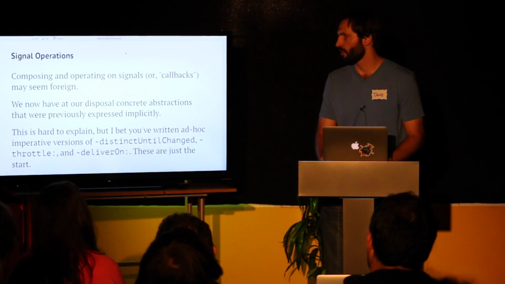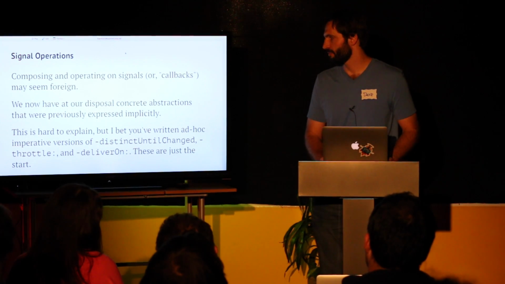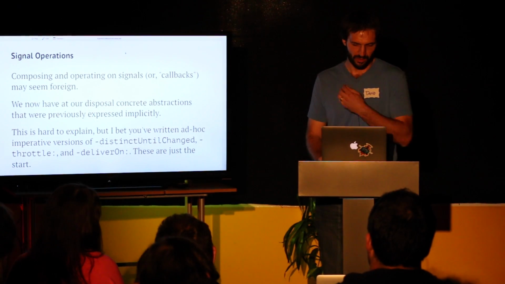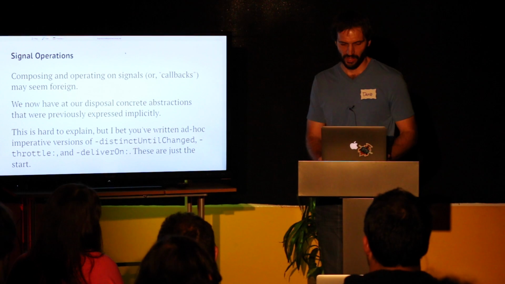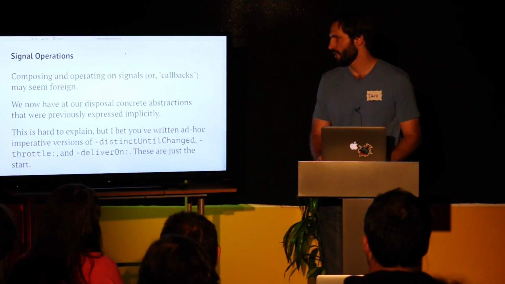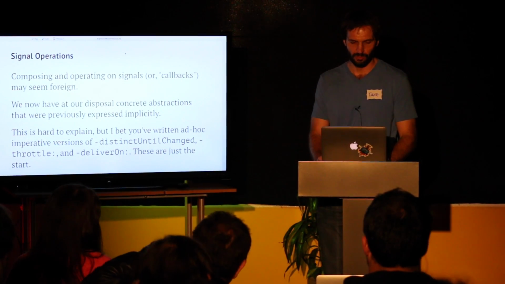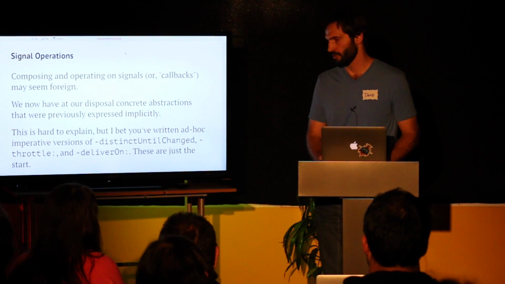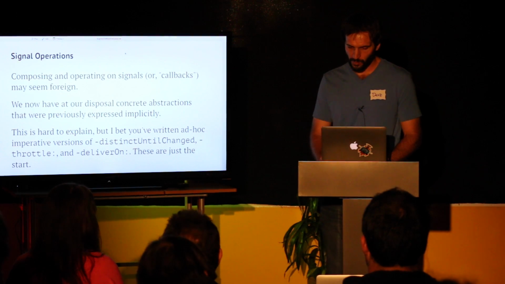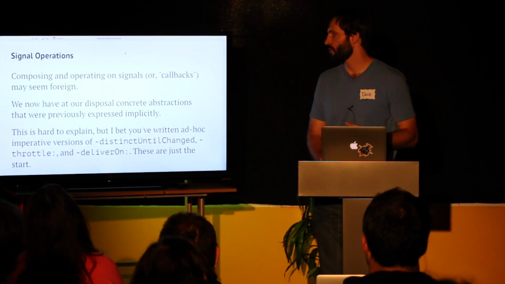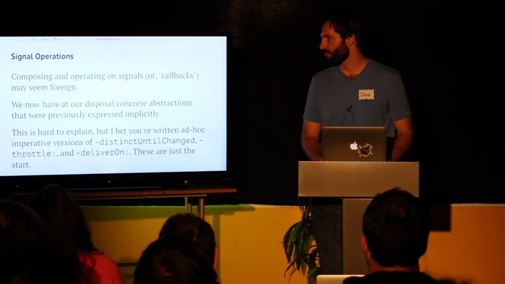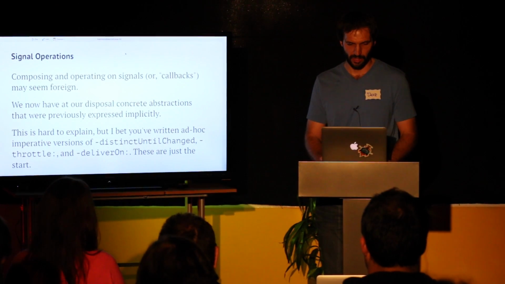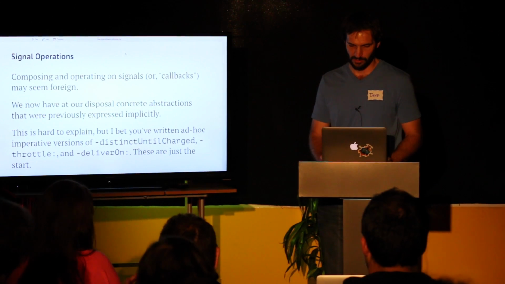Same with throttle. Sometimes you don't want your location delegate for GPS updates to be overworking. So you check to see when the last update came, and you discard it if it's been too short a time. And again, deliver on, which is a pretty common one that we do with GCD all the time. But these are just the start. They're kind of basic ones that we've all done, but they're just the starting point. There's a lot better ones that you can get in Reactive Cocoa, and it just takes diving in and getting used to it.